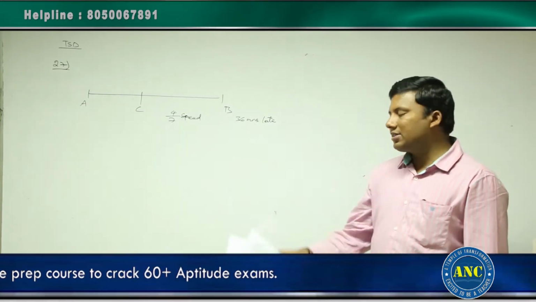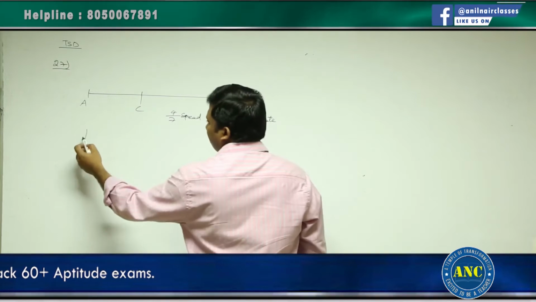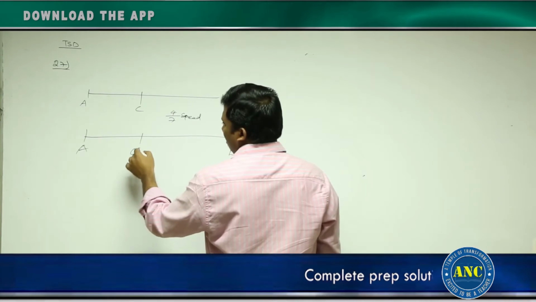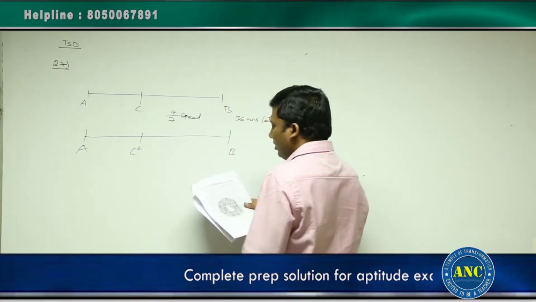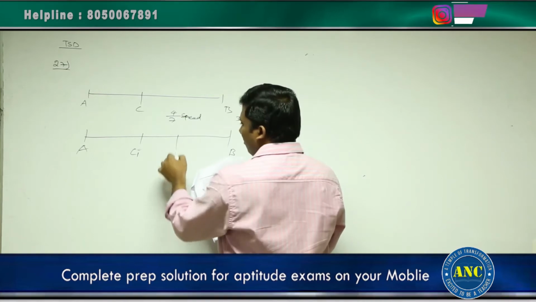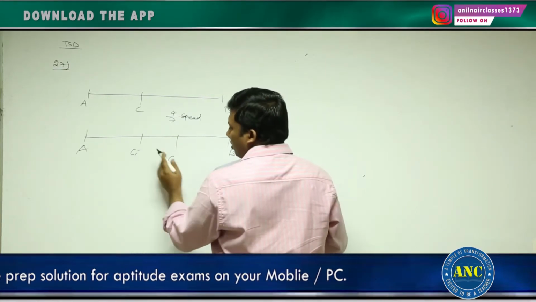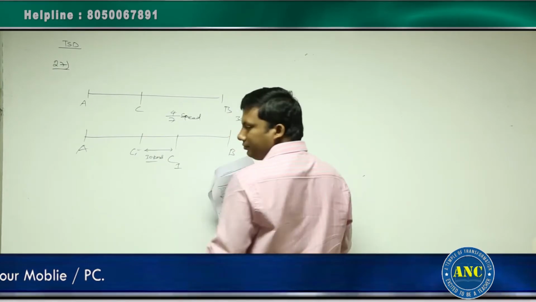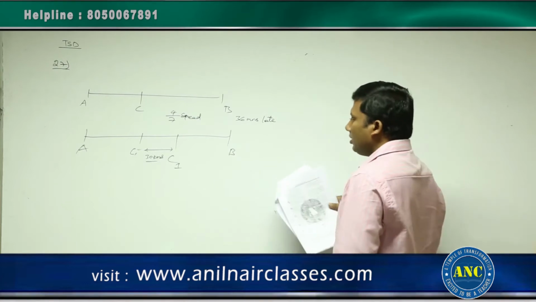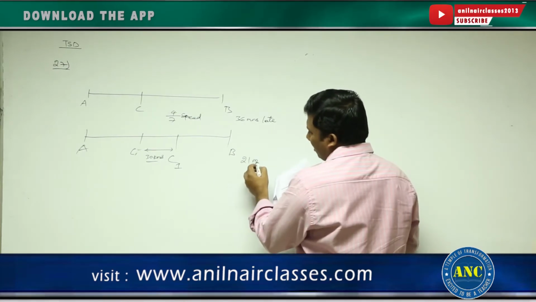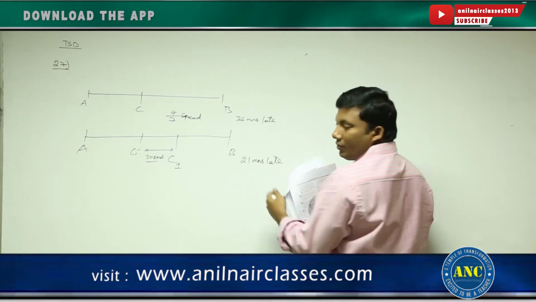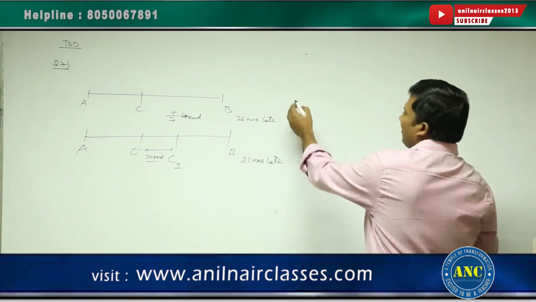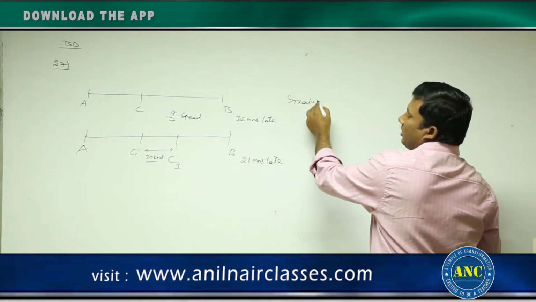Now, had the accident occurred 30 kilometers further, instead of C, it has happened at C1. These are 30 kilometers further. Now, it is 21 minutes late. Find the regular speed of the train.